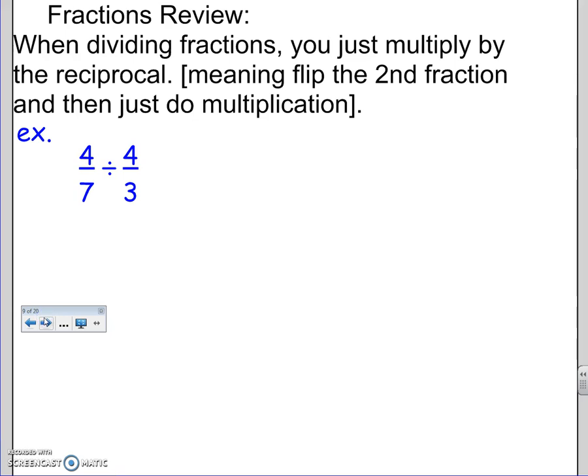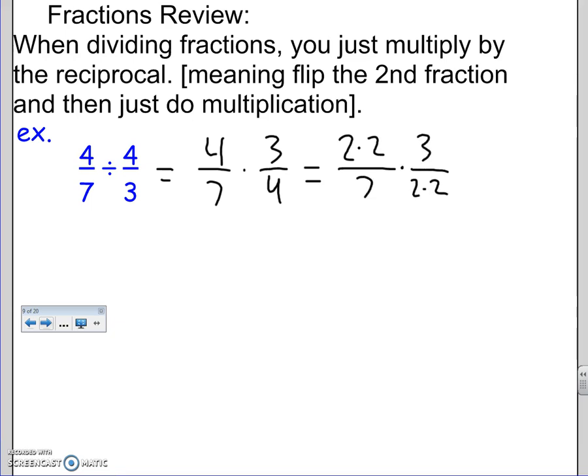Alright, when dividing, you just multiply by the reciprocal, meaning flip the second fraction and just do multiplication. We never divide. So this problem changes to 4 over 7 times 3 over 4. Well, we just did multiplication, factor: 2 times 2 over 7 times 3 over 2 times 2. Put it all together. Cancel out, because there's no restrictions here. 2, 2, 2, 2. What's left is your answer, 3 over 7.